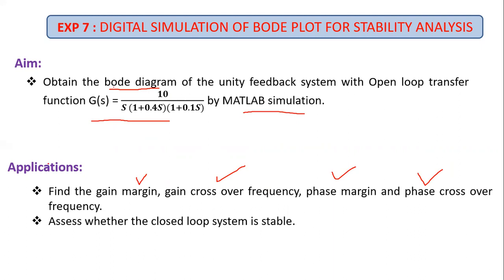So first we need to draw the Bode plot for G(s) = 10 / (s(1 + 0.4s)(1 + 0.1s)). This is the open loop transfer function.